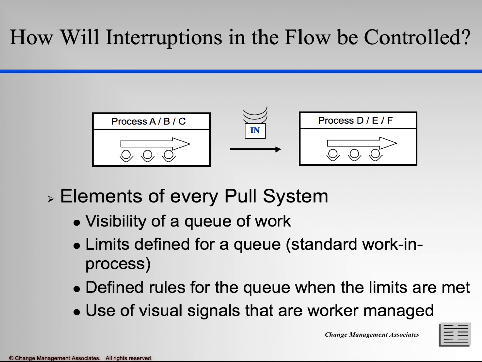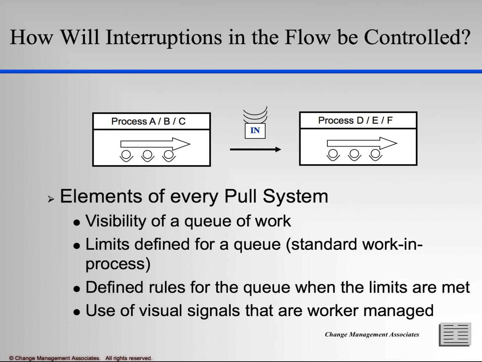How will this interruption be controlled? Do we want the people performing processes A, B, and C to continue to work on the next unit of work, whatever that unit is, a job, an order, a quote? If so, for how long? Do we want them to stop? If so, when should they start back up?